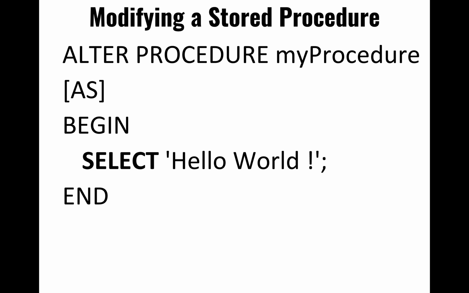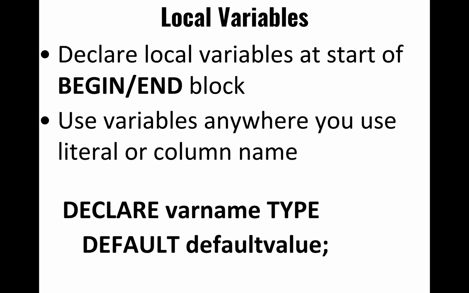Here's the syntax for altering a procedure, where you would say, I want to change the procedure that was already implemented earlier, and redefine it with the following begin and algorithm. Between the begin and end, you can do for loops and branches and anything you would expect that you can do with any programming language.